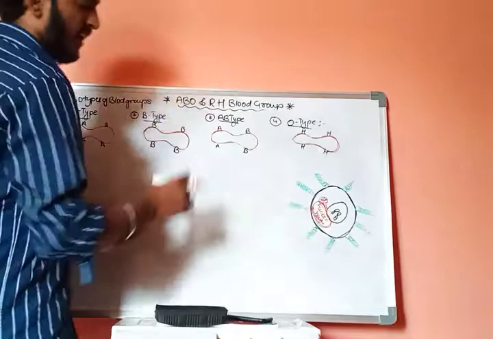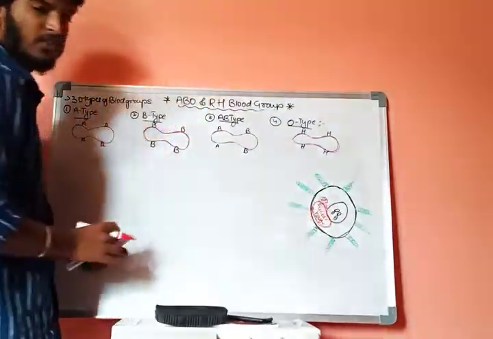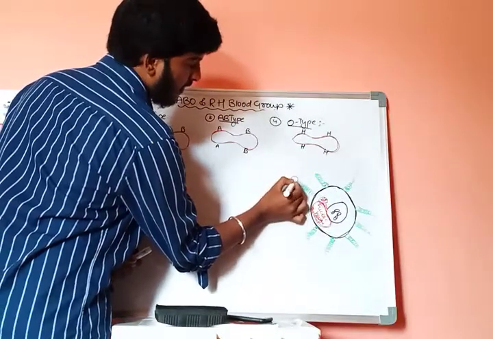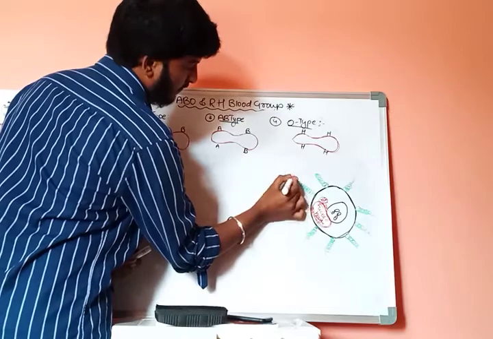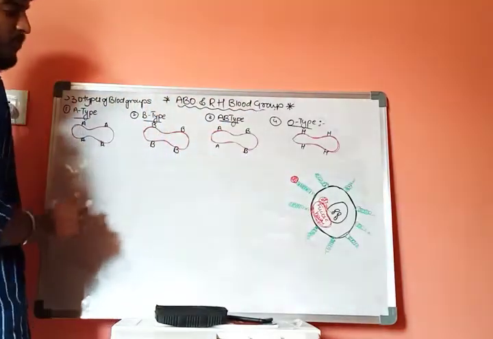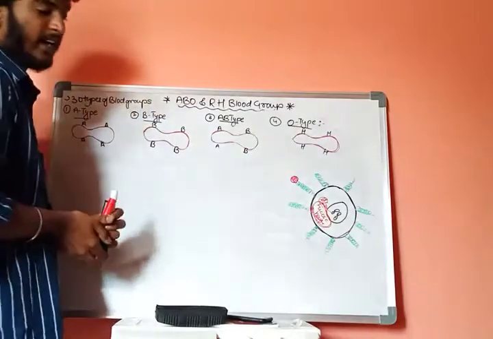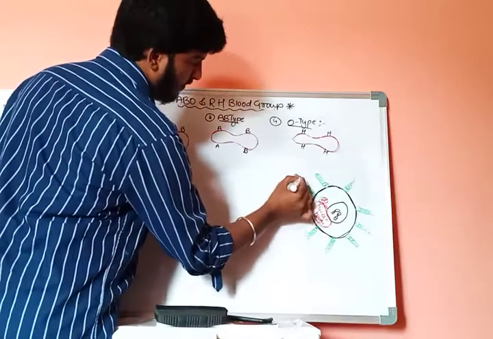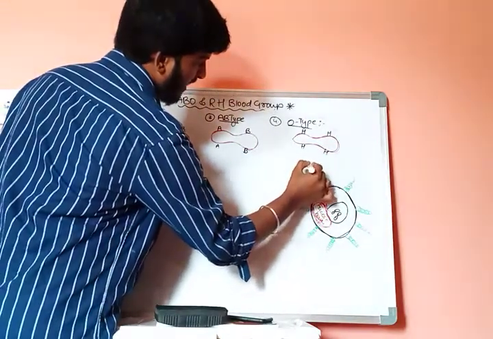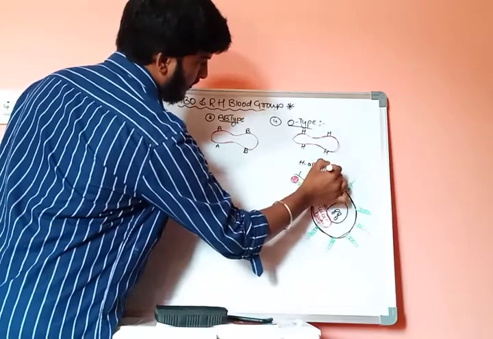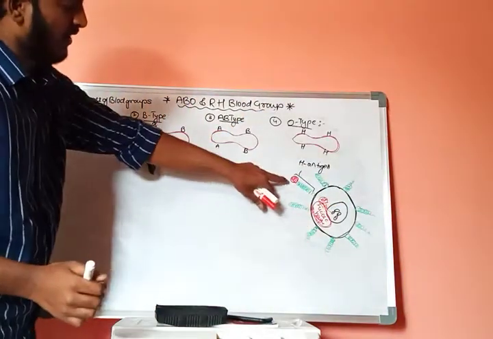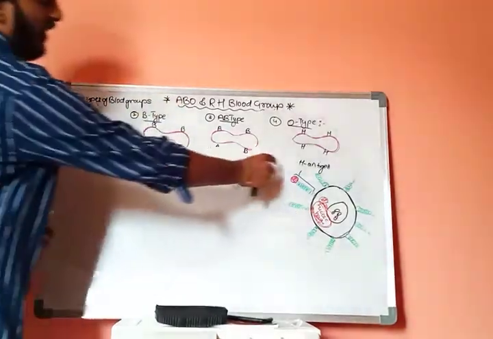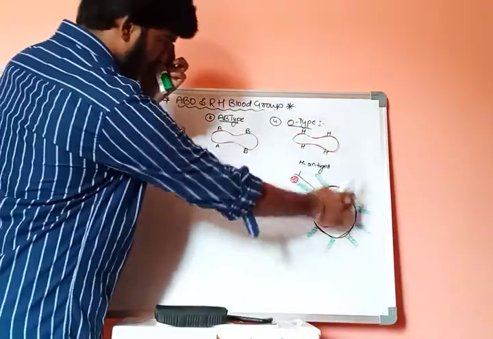Now, the function of this fucose transferase is that the fucose molecule will get attached to the surface of oligosaccharides. Whenever the fucose molecule is attached to the surface of oligosaccharides, this entire complex is called H antigen. This special structure, oligosaccharide with fucose molecule, is called H type of antigen. This is the production of H type of antigen.